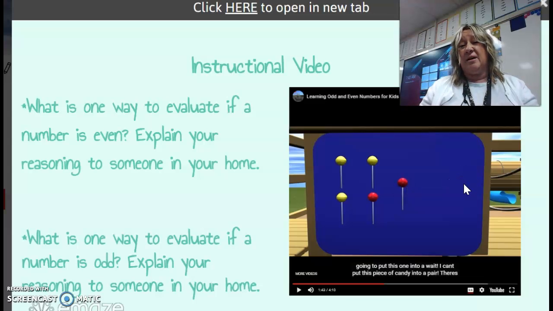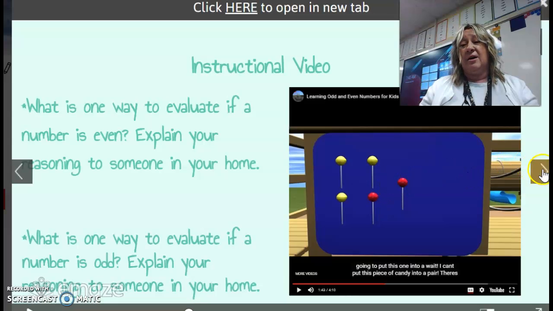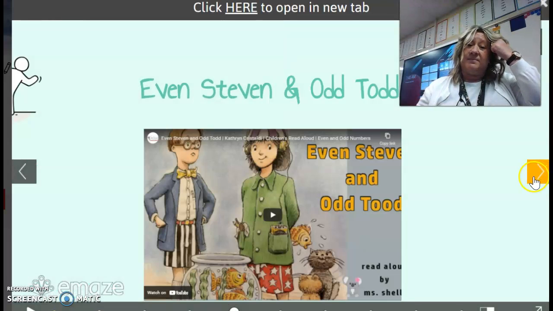Okay, so what happened here? These 2 people have a buddy. These 2 have a buddy. This guy is by himself. He's left over, left out. He's the odd man out. He's odd Todd. He's odd. So let's count them. 1, 2, 3, 4, and 5. Okay? All right. Let's move on.